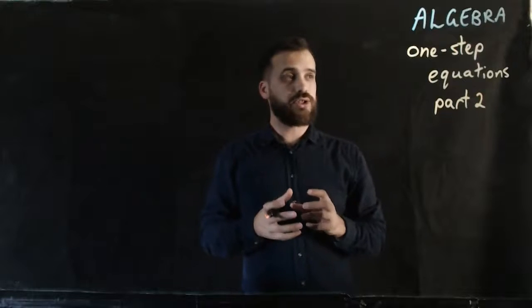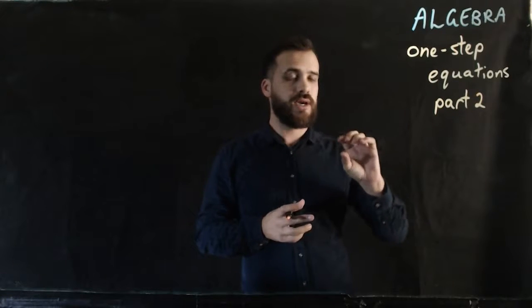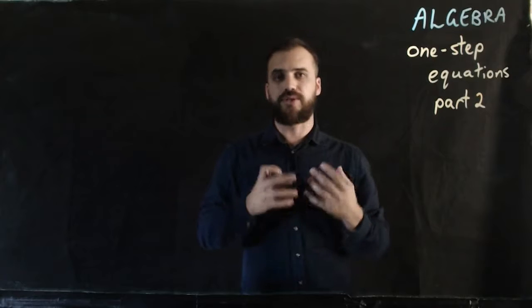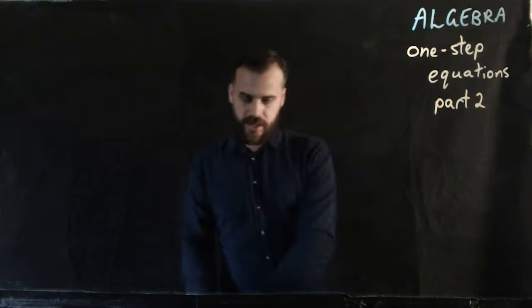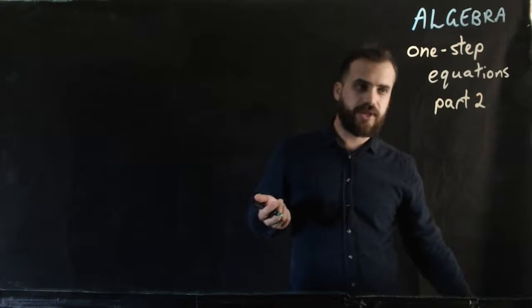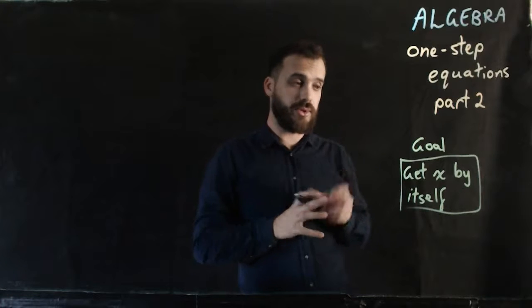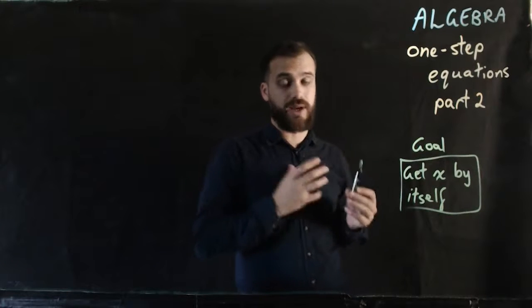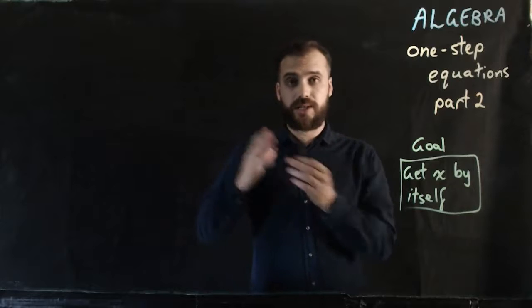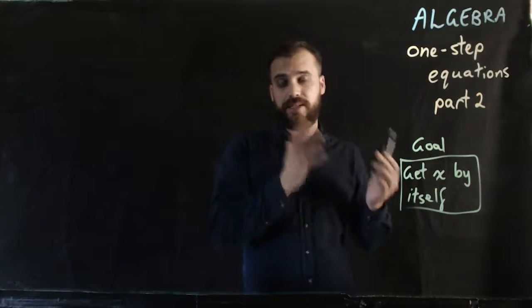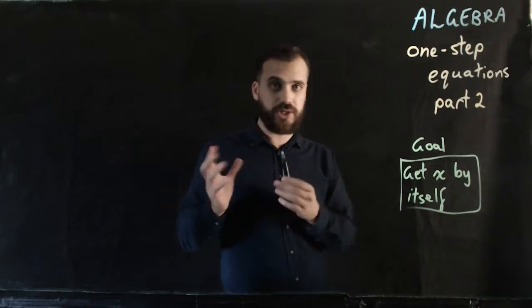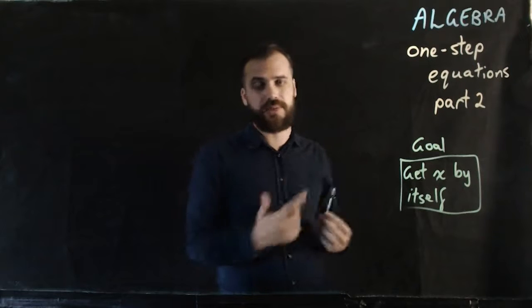Now I'm still looking at algebra here, one-step equations, but this is the second video using one-step equations. You'll remember from the previous video that our goal in all of these questions is to get x by itself. We want x by itself on one side of the equation and some number on the other side of the equation. That's the whole game when it comes to algebra.